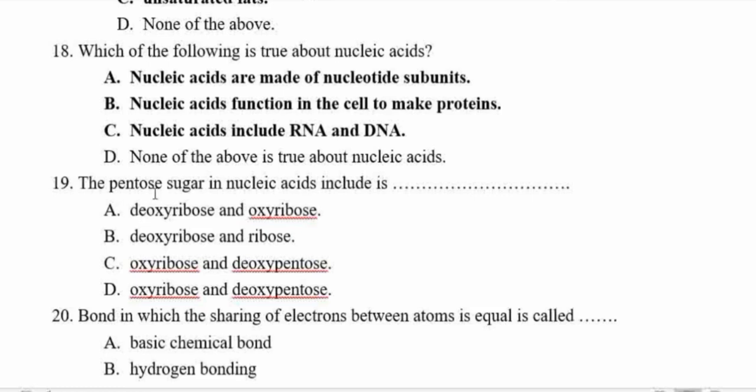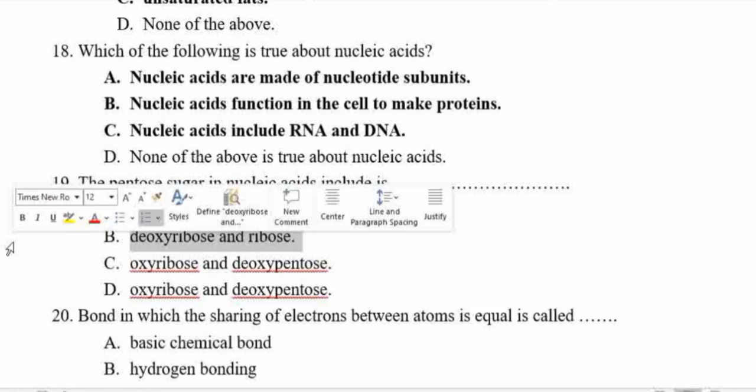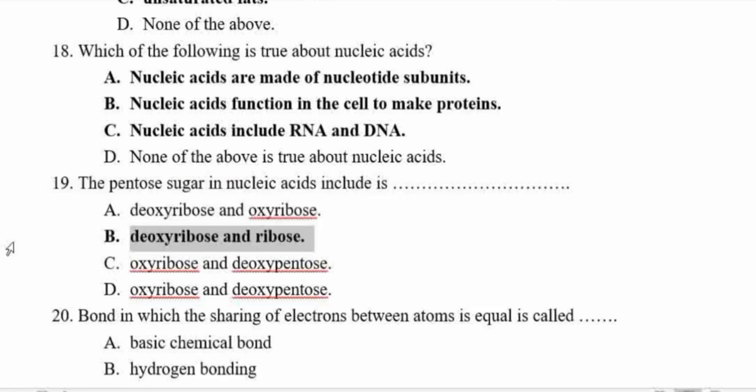Now question 19 says the pentose sugar in nucleic acids include, okay, the pentose sugar. I think from what I indicated here, we can go straight forward to say that they are deoxyribose and ribose. So the pentose sugar in nucleic acid include the ones that are deoxyribose and the ones that are ribose. This one, oxygen has been eliminated, so deoxy, and then this one has that oxygen there.